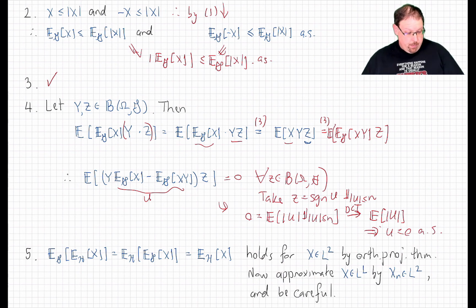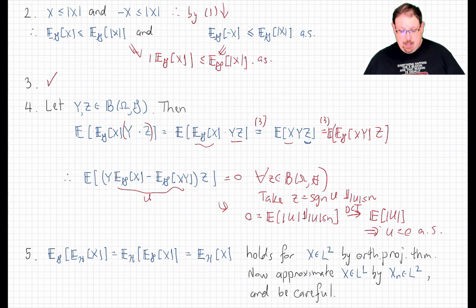And finally, we are left to prove the tower property, and I'll just say that the tower property is exactly the statement of the tower property for orthogonal projections in the case where x happens to be L2. So all we need to do is extend that to x being in L1, and we'll do that in the way that is, I hope, by now standard to you, by approximating x by a sequence xn in L2 that converges to x in L1, and taking limits of everything in sight, being careful, and I'll leave you to work out the details.